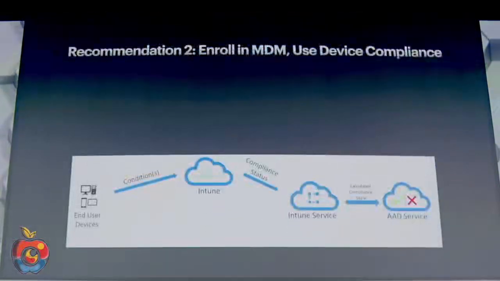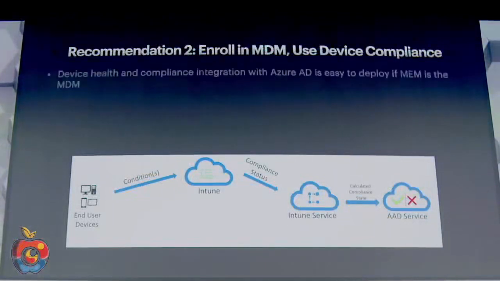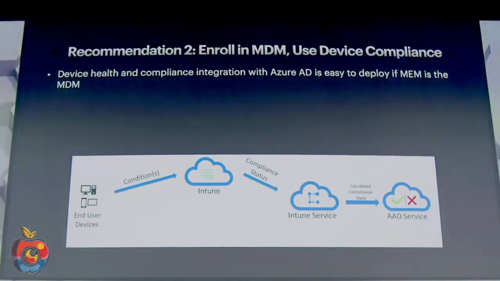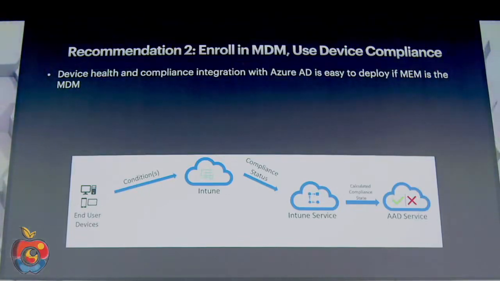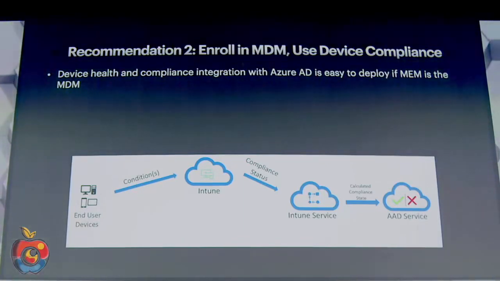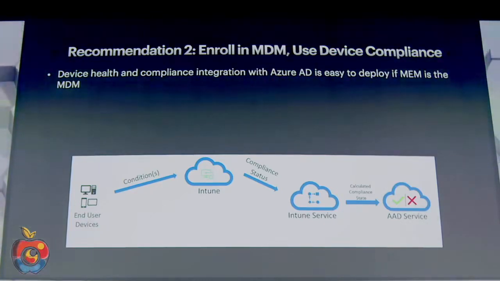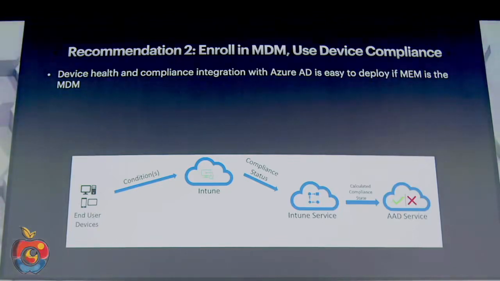So our recommendation here is enroll into MDM. The process is really simple. If MEM's the MDM, basically you do your MDM enrollment, you create a policy that says what the device has to do to be compliant, and then the flow is that Intune reports that data to the Intune Cloud Service, and the Intune Cloud Service basically tells Azure AD whether the device is compliant or not. And all Azure AD cares about is the thumbs up or the thumbs down.